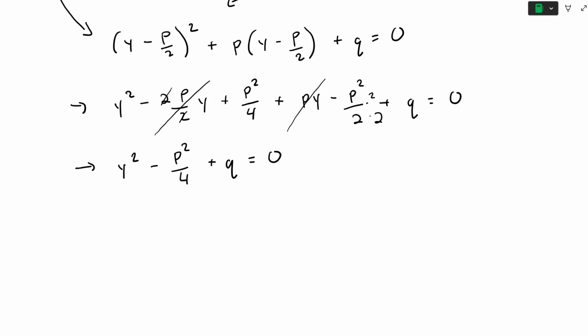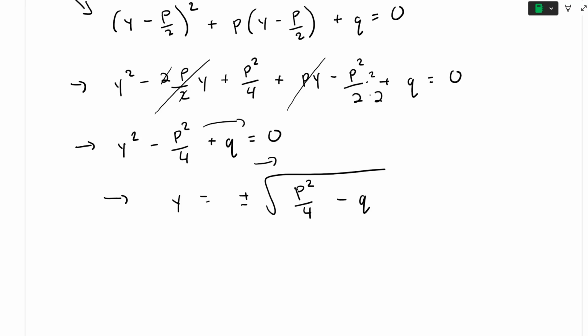Alright, so now we could just take this over to the other side, move everything there. We're going to get y squared, but we're going to square root it. So move this over to the other side, and we get plus or minus, since we're taking the square root, the square root of p squared over 4 minus q. The minus q becomes minus, and the other minus becomes plus, like that.